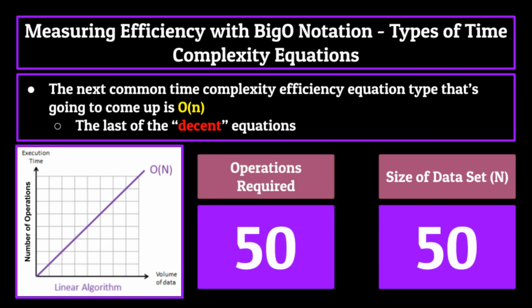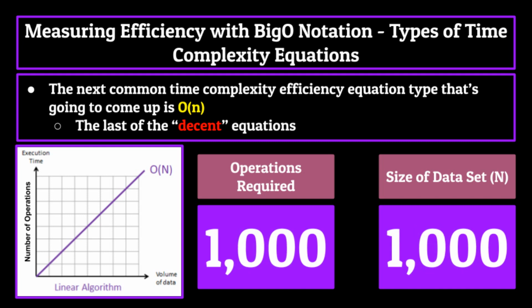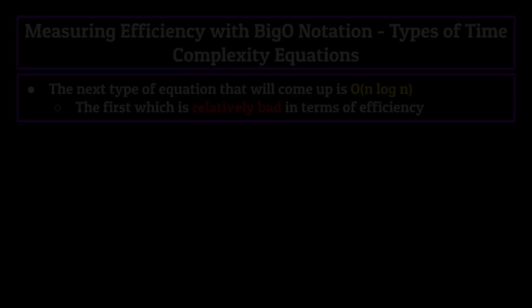50 elements will take 50 instructions, 1,000 elements, 1,000 instructions, and so on. O of n is really the last good time complexity equation that exists. Anything above this is considered inefficient and not very practical when it comes to data structures in computer science.